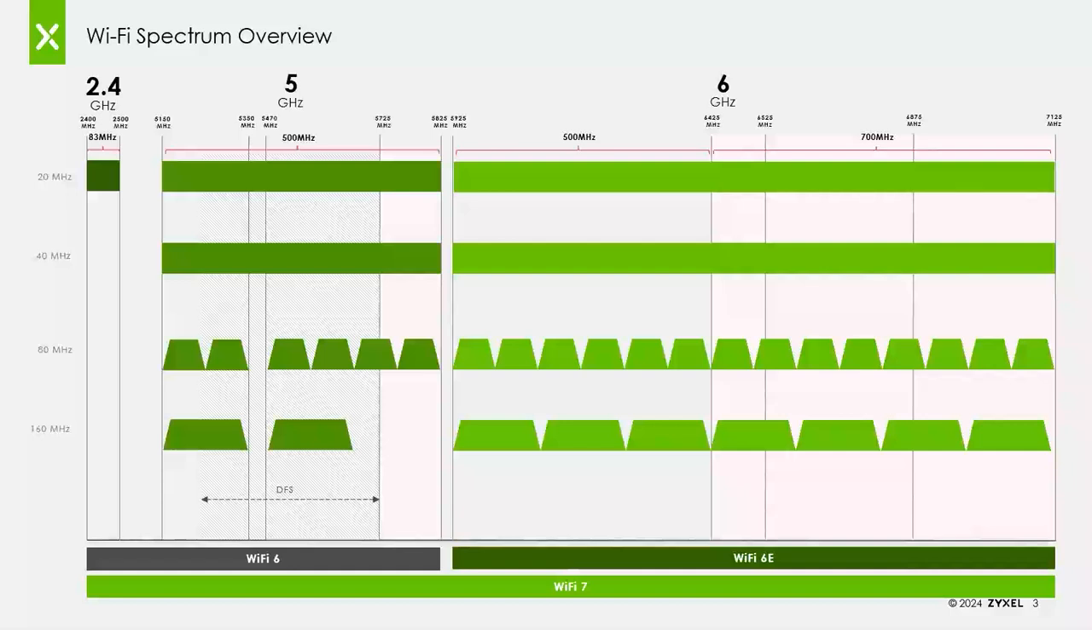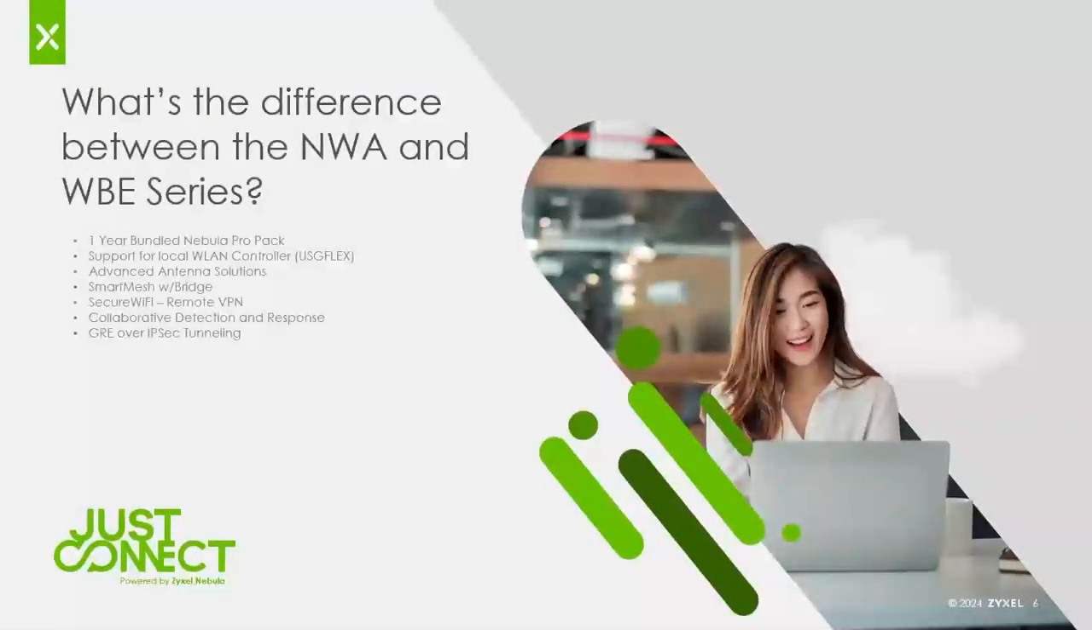So you still need that 2.4 gigahertz support and probably 5 gigahertz today to support those legacy devices and those lower end devices that are using the cheapest chipset possible to keep the price down. So today's new access points are going to be part of our W series of access points. At Zyxel, we've got two primary lineups of access points. We have our NWA series or N series access points and our W series.